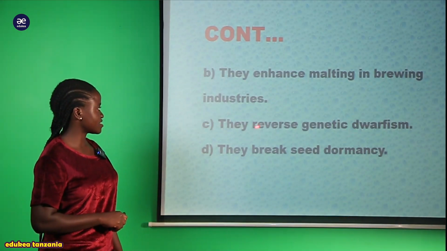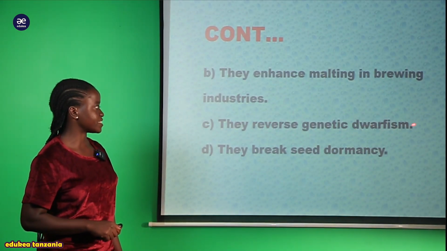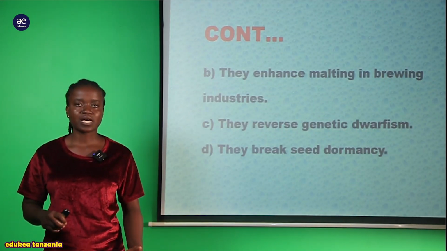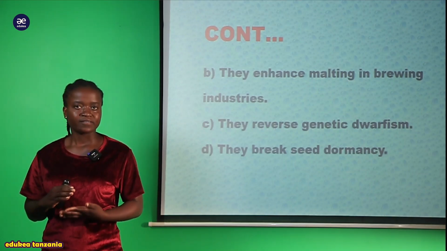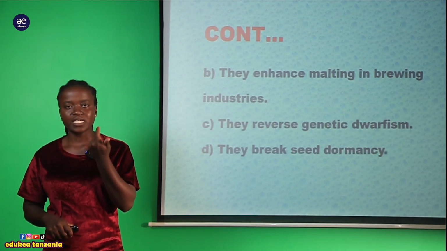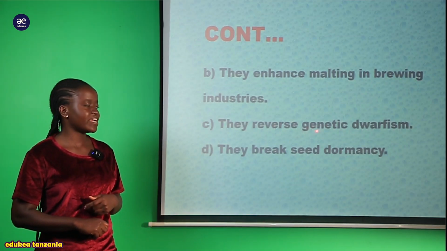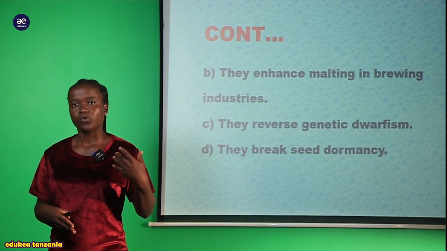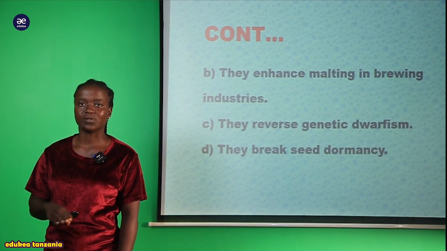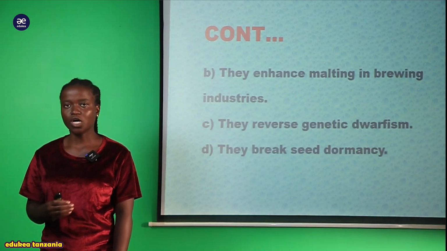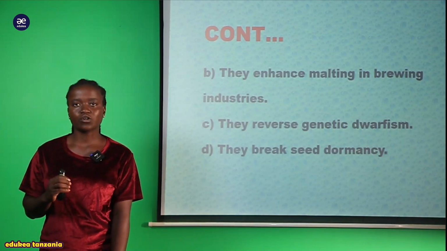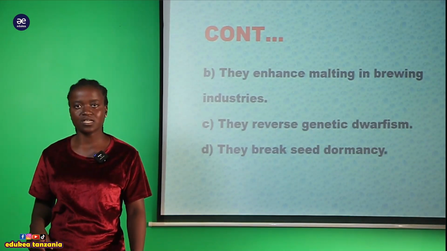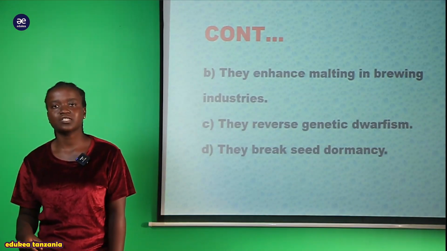Another function here, we can say that they reverse genetic dwarfism. Dwarfism ni kile kitendo sasa ule mti unadumaa. That is what we are calling dwarfism. Sasa hii gibberellins hormone, it reverses genetic dwarfism. Tukisema reverse, meaning that it can enhance growth to occur within a plant which is already dwarf. So this is the role of the gibberellins. And another one, we can say that they break the seed dormancy and hence bring about seed germination.